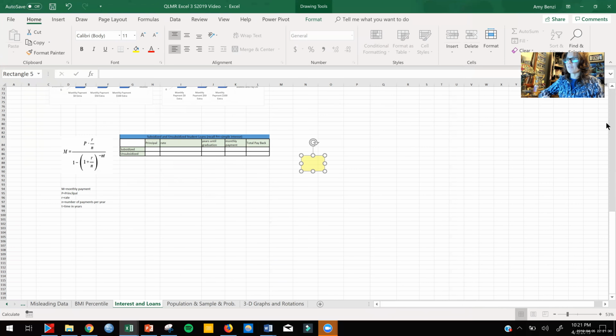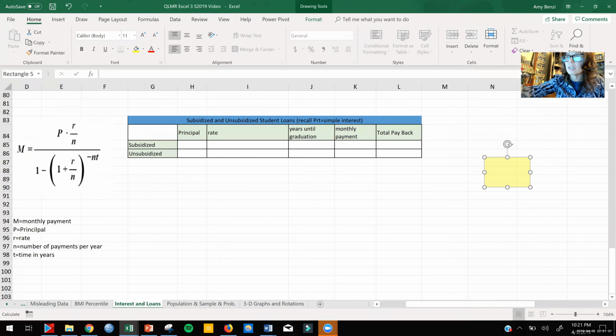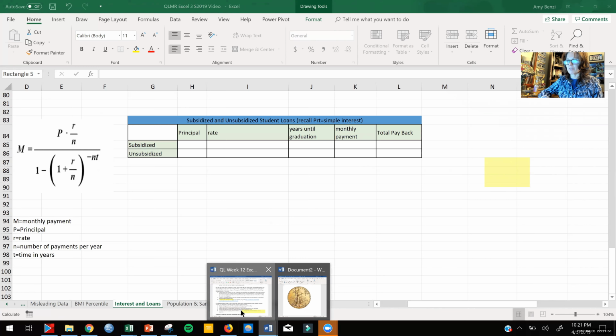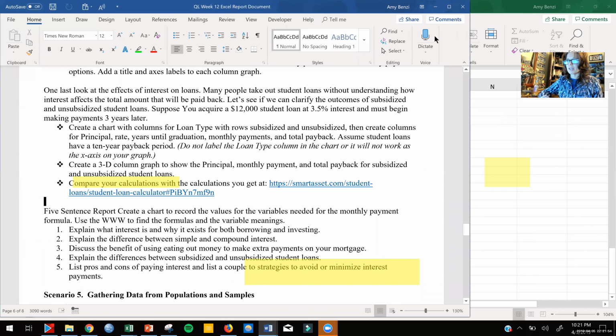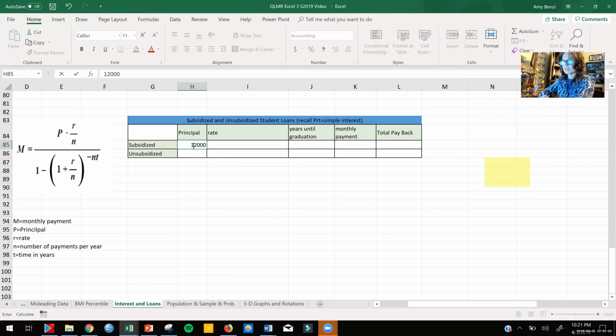All right, here we are, folks. Of course, this has got to be bigger, even for me. So again, I have my formula pasted here, and what the variables represent are on there as well. Our unsubsidized loan, how much did we say we were borrowing? I think it was 12 grand, 12,000 at 3.5. So my principal here is 12 grand.